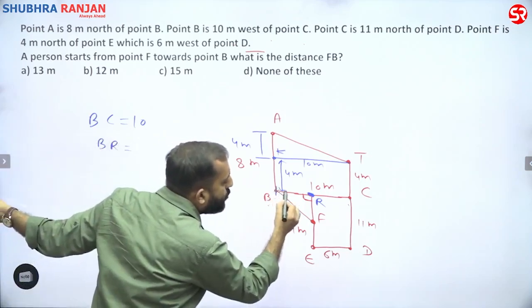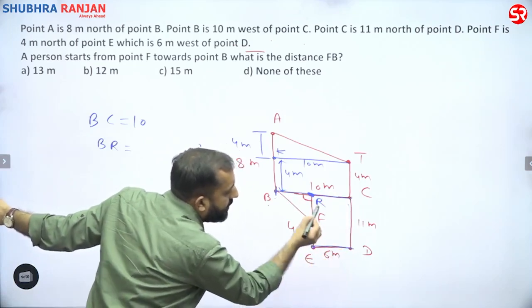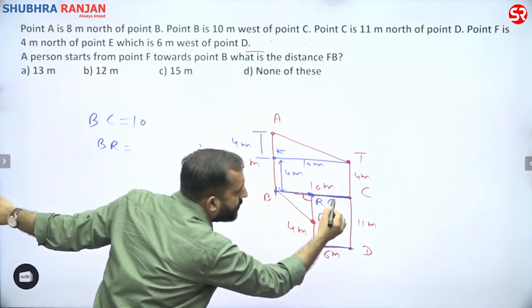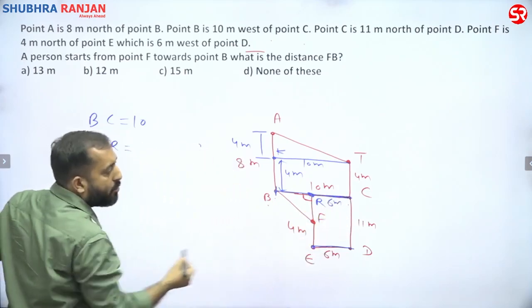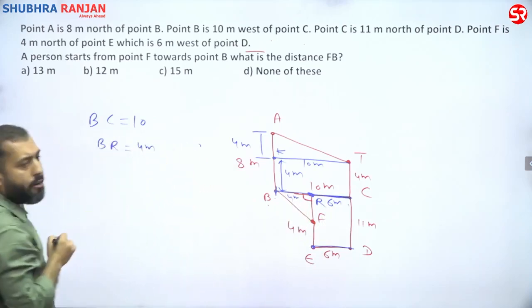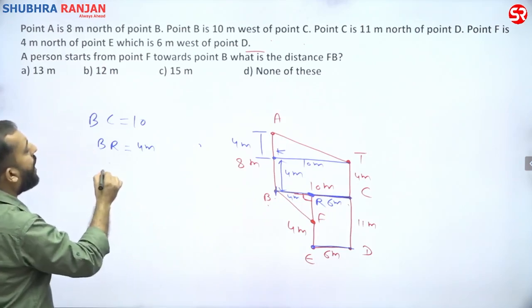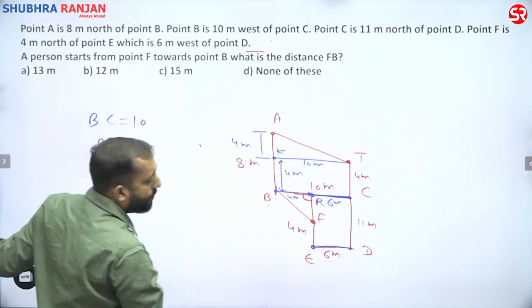See, B to C is 10 meter. E to D is 6. Then R to C must be 6. So this remaining must be 4. So B to R must be 4. Clear? What about this F to R?